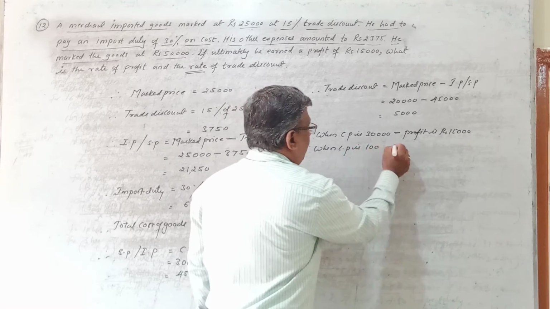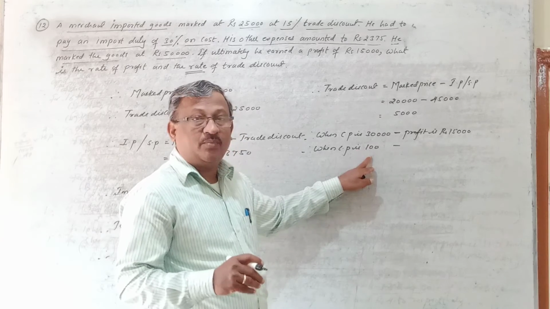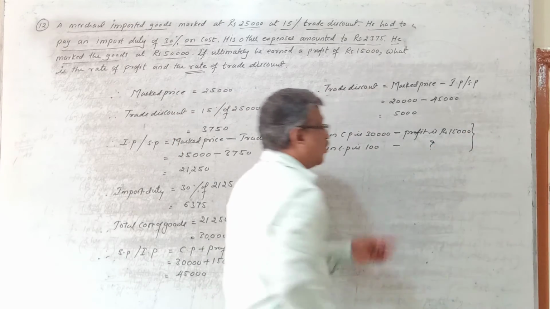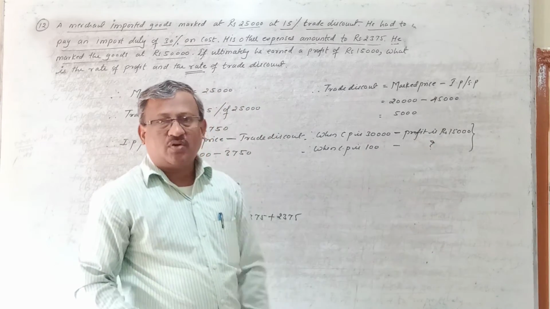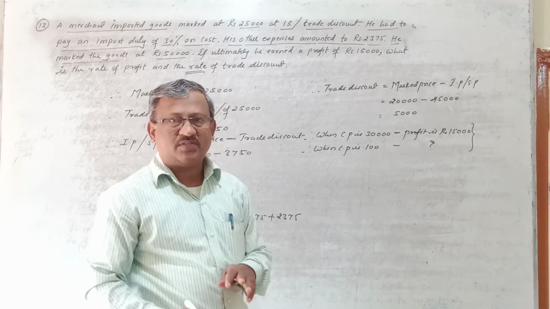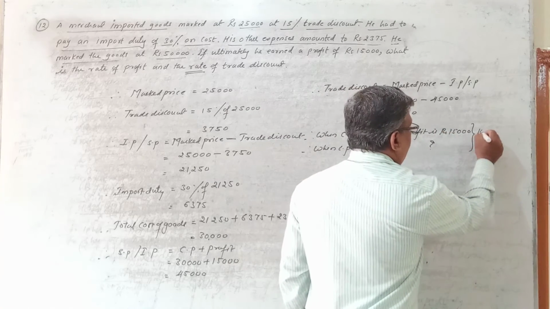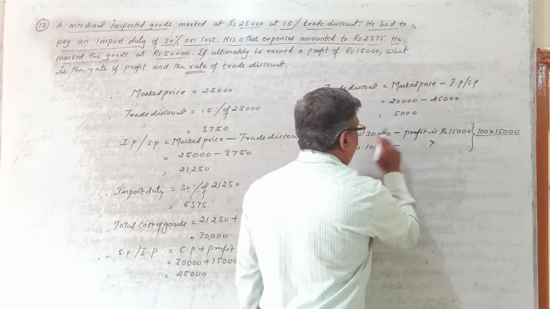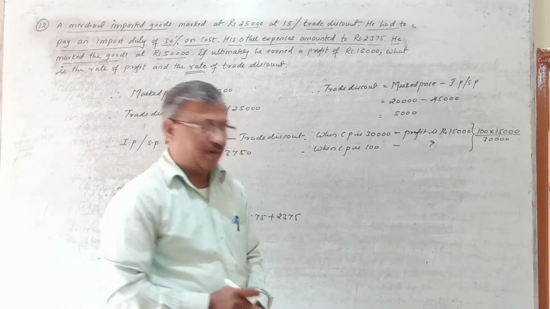So per 30,000 rupees, the profit is 15,000. If my cost price would have been rupees 100 instead of 30,000, what would have been the profit? Anything which is per 100 we call the percentage or the rate. So it is 100 into 15,000, divided by 30,000. Multiply and divide.